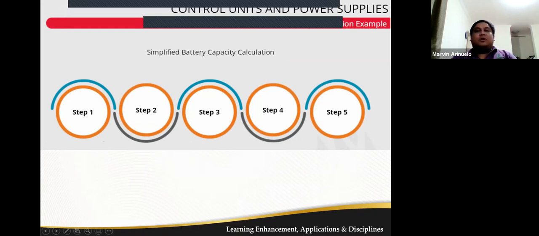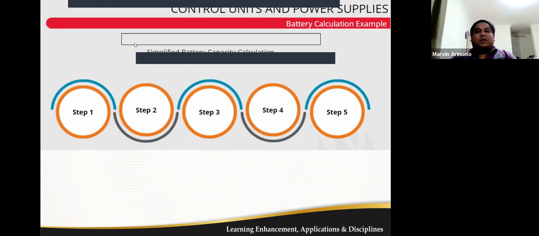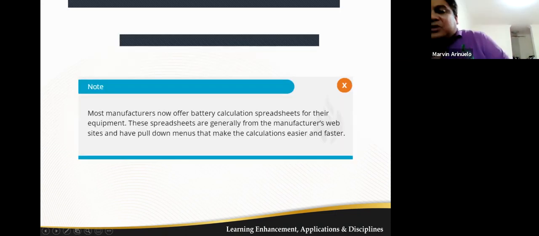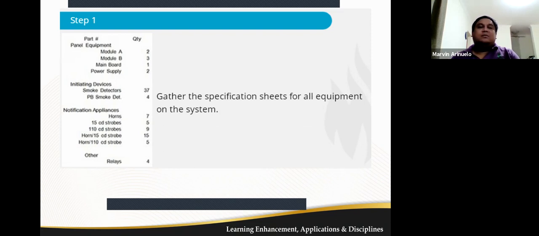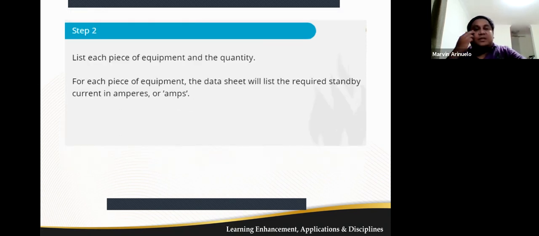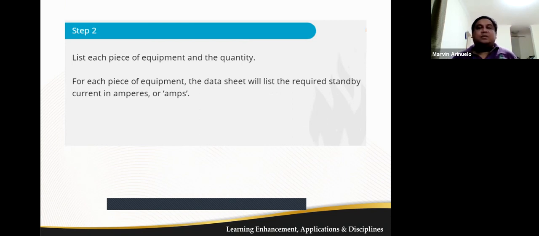Let us perform an example of a battery calculation. We have 5 steps. Most manufacturers now offer a battery calculation spreadsheet or Excel spreadsheet for their equipment, generally on the manufacturer's website, with a pull-down menu that makes the calculation easy and fast. So step one, gather all the equipment and determine the quantity, and of course the equipment load. Gather the specification sheet for all the equipment on the system, and list each piece of equipment and the quantity for each and every piece of equipment. The data sheet will list the required standby current in amperes or amps.